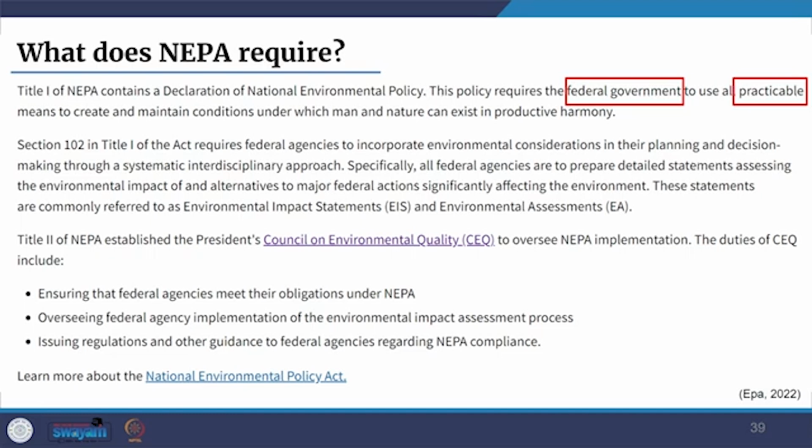So NEPA has two parts, set as titles. Title 1 sets up national policy on protection and restoration of environmental quality. Title 2 sets up a 3-member Council on Environmental Quality. So there's a set of laws, and then the other is the body which will take care of it.